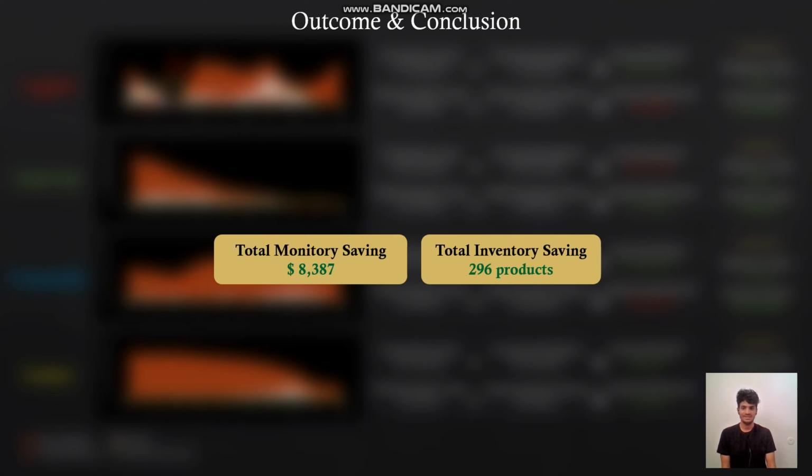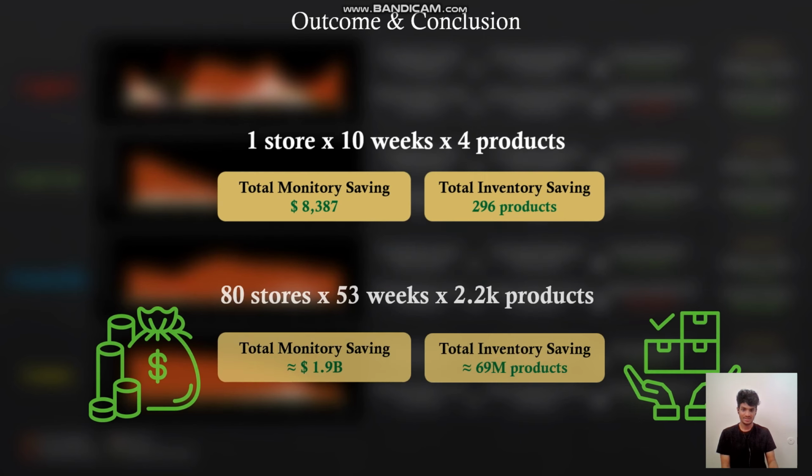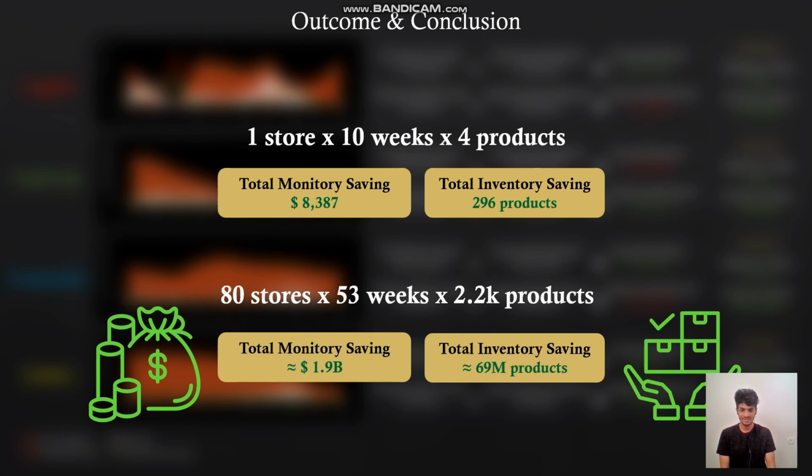Now, this is just the value that was calculated for one store, that is our sample of one store, 10 weeks and 4 products. Now this, when projected to the entire data set, could have resulted in a savings of over 1.9 billion. Now this projection is very vague, and this could be way off from the actual, but it highlights the importance of calculating the right purchase quantity and optimizing the inventory, and also the impact of this project.